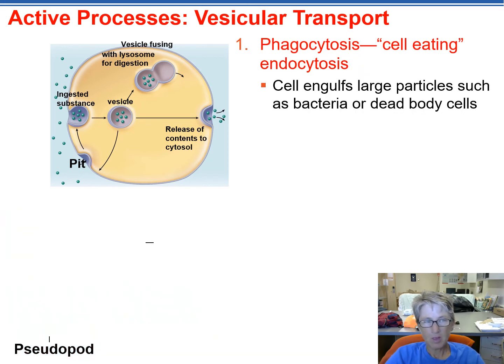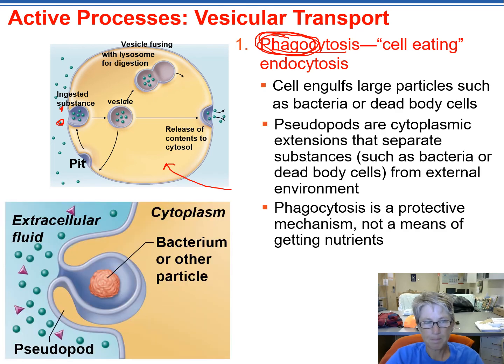Okay, so this is phagocytosis. That's cell eating. I think phago with the PH, I think it's Greek and not Latin, for to eat. But the cell engulfs large particles like bacteria or dead body cells. So these could be dead body cells. These green things could be bacteria. And this cell could actually be a phagocytic cell that does phagocytosis for the immune system.